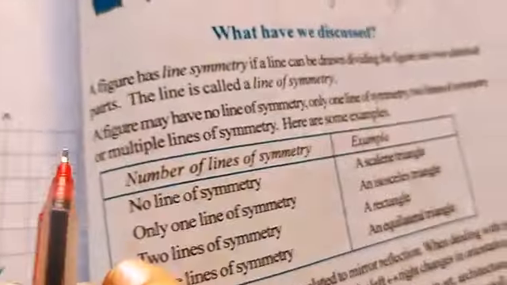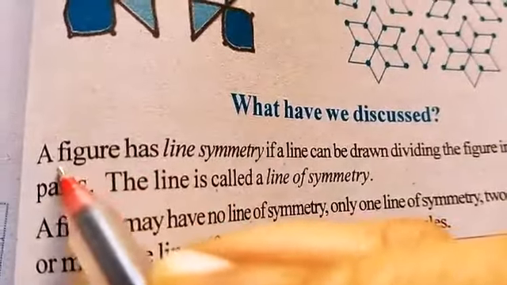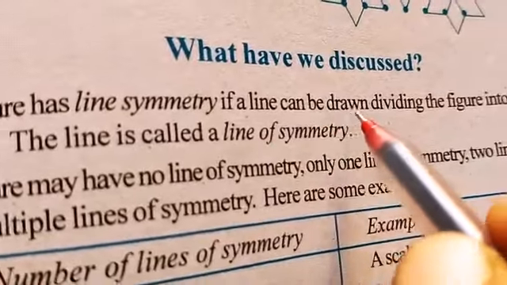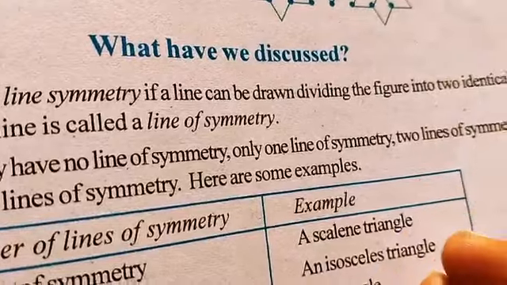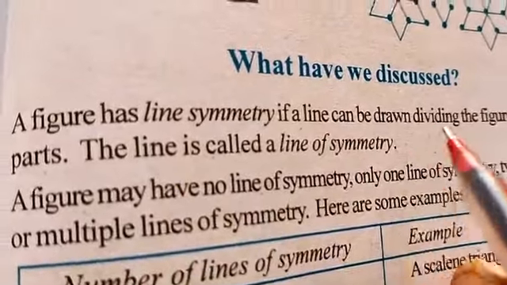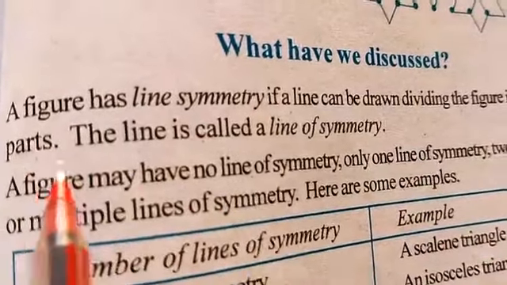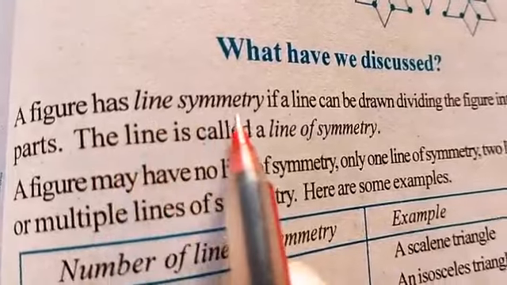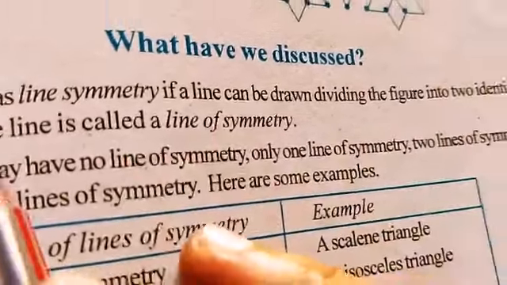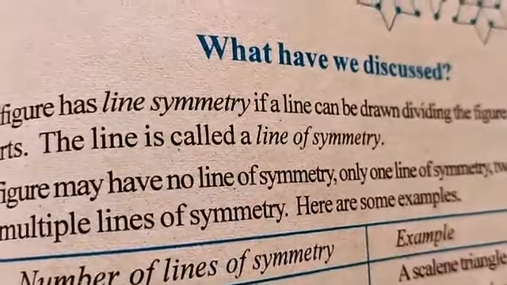And dear student, please mark this definition. This definition will be asked in the exam. If a line has been drawn dividing a figure into 2 identical parts, then this line is called a line of symmetry. This is important, what we have discussed. So what is a line of symmetry? If a line has been drawn dividing the figure into 2 identical parts, this line is called a line of symmetry.